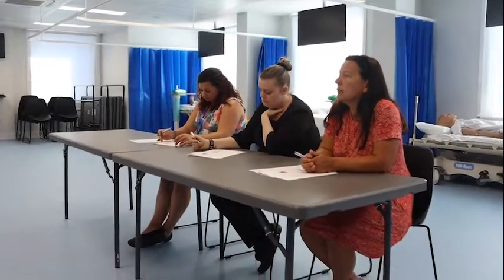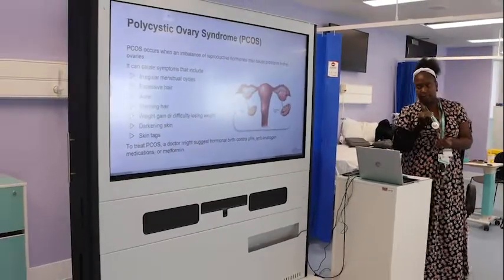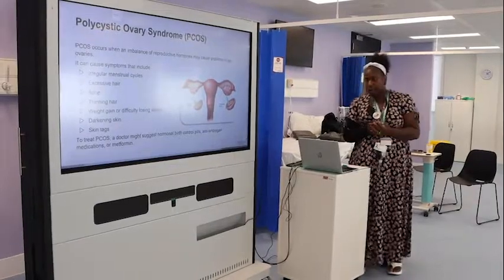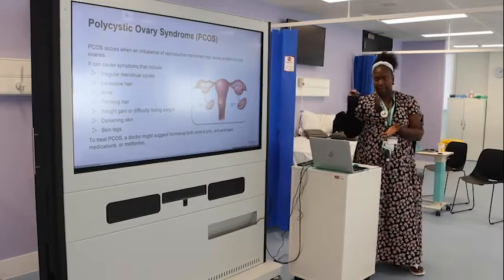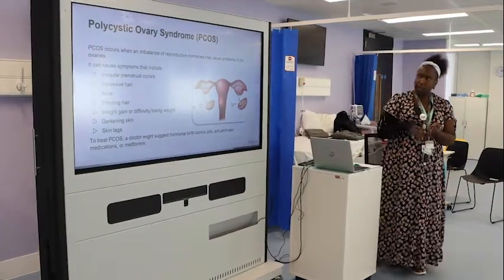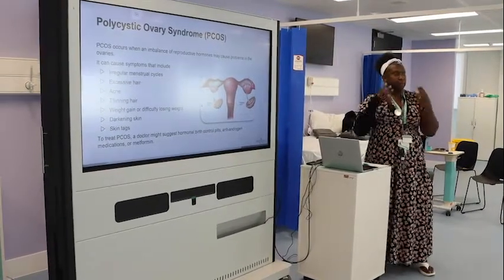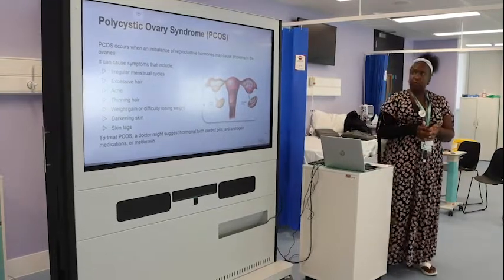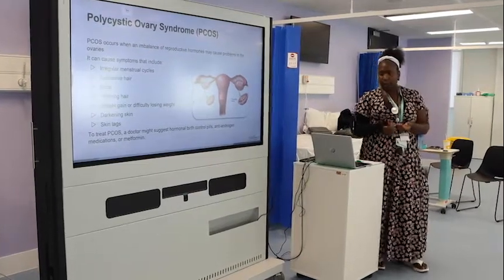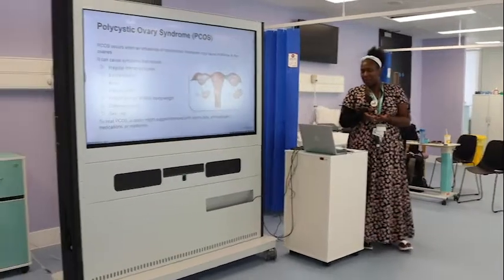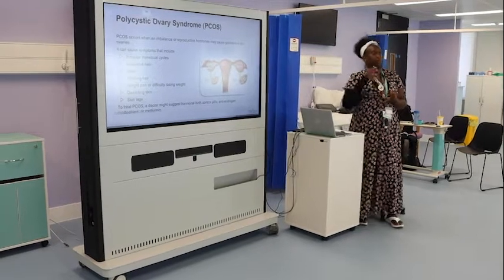So another one that I think a lot of people would have heard of now, because there's a lot more publicity about it, so PCOS, which is polycystic ovarian syndrome. So this occurs when there is an imbalance of reproductive hormones, and this can cause irregular menstrual cycles, again excessive hair, acne, so really bad acne as well, and it can be all over the body. It can also cause thinning hair, so excessive hair on the body but thinning hair on the head, which seems a bit unfair. But it can also cause a lot of weight gain, and it can mean that there is difficulty in losing that weight.